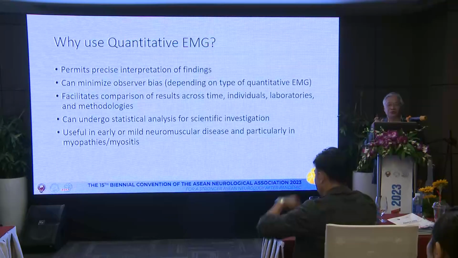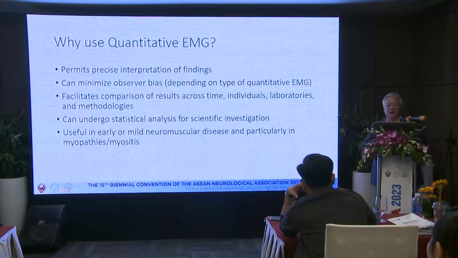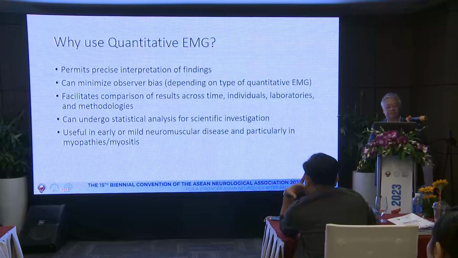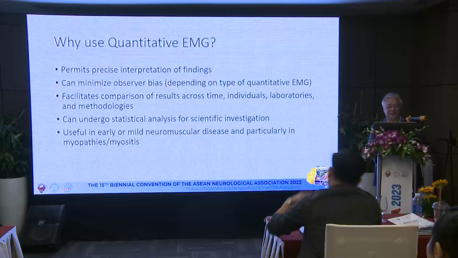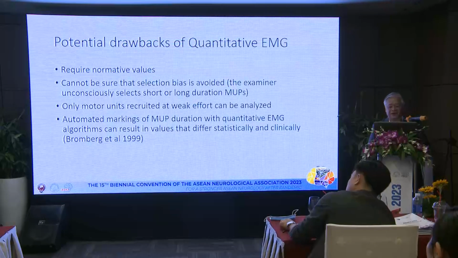Because you can actually measure duration and amplitude. You actually have a number to track over time. So it's a way for you to measure progression. And it's useful in early or mild neuromuscular disease when the finding is subtle, and you can pick that up. Potential drawback, it requires normal values. And at the end of this presentation, there's a couple tables of them. I will make this presentation available to Dr. Tung, so you can post it online so you can get those values.